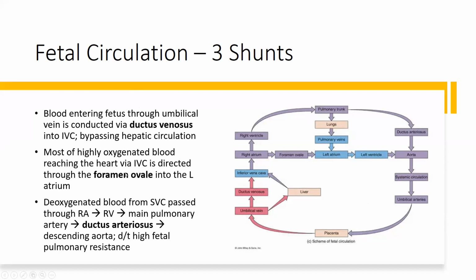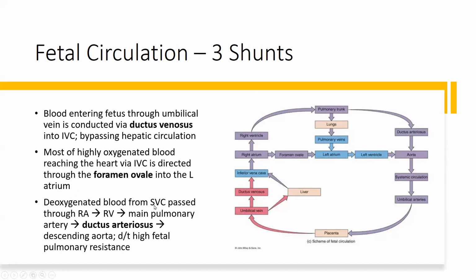So that's a great shunt that the fetus has. The foramen ovale is where most of the highly oxygenated blood reaching the heart is directed through. You can see this here: right atrium to right ventricle to pulmonary trunk. That's where some blood goes through. But in the fetus, a lot of it will go right atrium, foramen ovale, directly into the left atrium. This can fuse or remain patent at birth. And if it remains patent for an extended period of time after birth, it can lead to pathology.